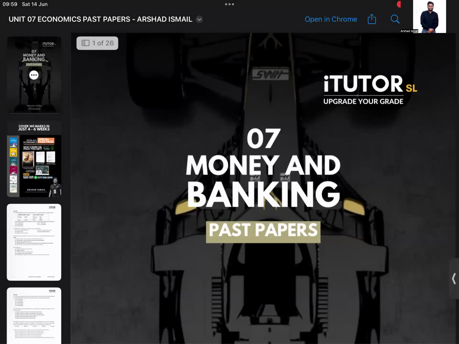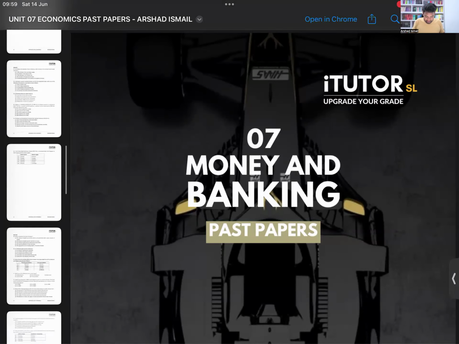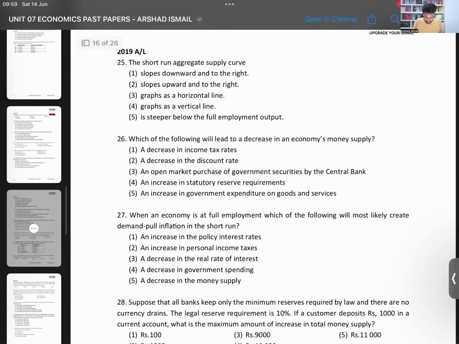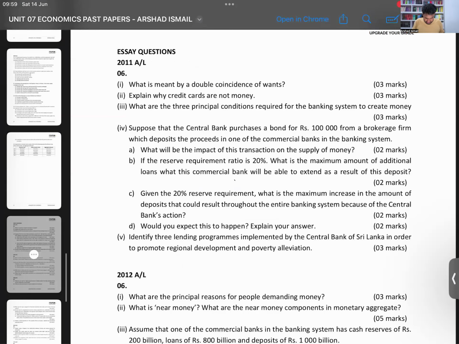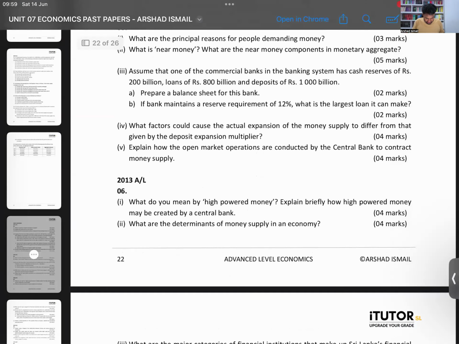Okay, this is the full past paper tute. So we'll look into this. You all told me there's a question in 2013 and a question in 2016. Yeah, so we'll product check that. 2013 high-powered money.